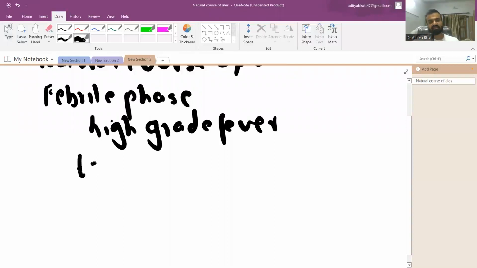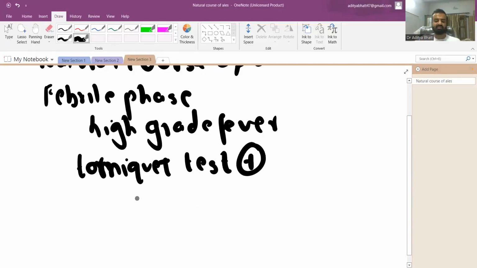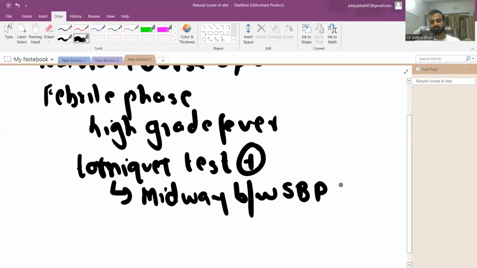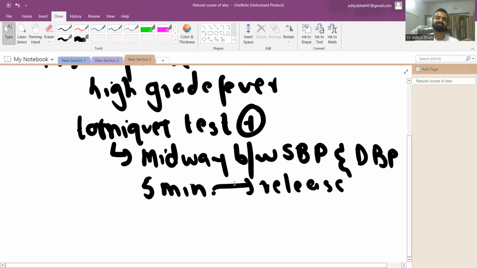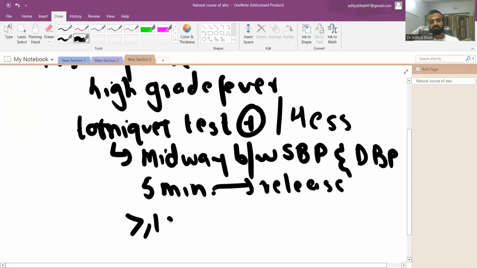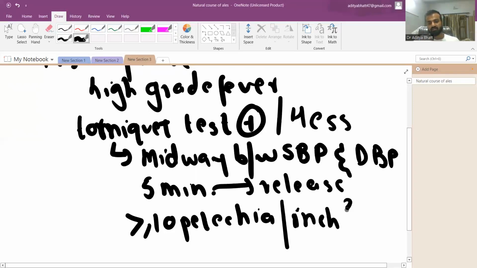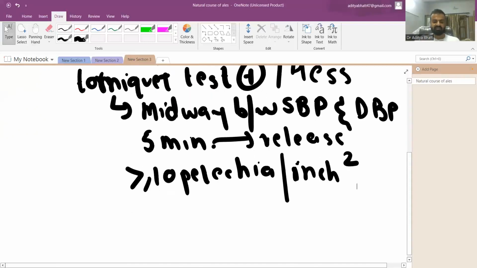Now, in this phase, there is tourniquet test positivity. So what is the tourniquet test? In the tourniquet test, you take a pressure that is midway between systolic and diastolic pressure. You keep it at that pressure for 5 minutes and then release it. The tourniquet test is also known as the Hess test. If there are more than or equal to 10 petechiae per square inch, not square centimeter, per square inch, then you say that the tourniquet test is positive.